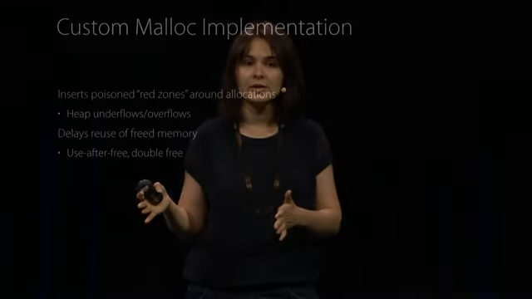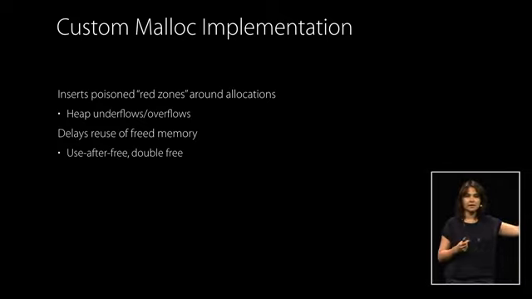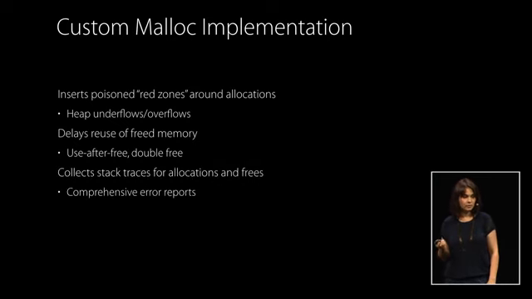So to summarize, the custom malloc implementation inserts poisoned red zones around the valid allocations to catch heap underflows and overflows. It delays the reuse of freed memory to make Address Sanitizer more effective at catching use-after-free and double free errors. And it also collects stack traces for allocations and deallocations that allow it to provide those comprehensive, detailed diagnostics that we've seen in our demo. And that could be the difference between understanding the problem immediately or spending a lot of time debugging it and figuring out what happens. Now let's talk about the stack.